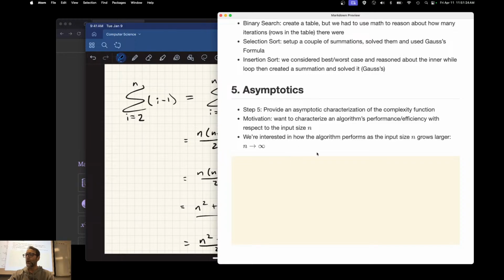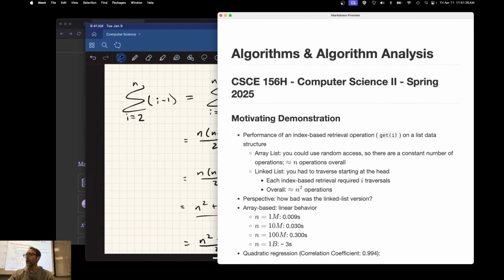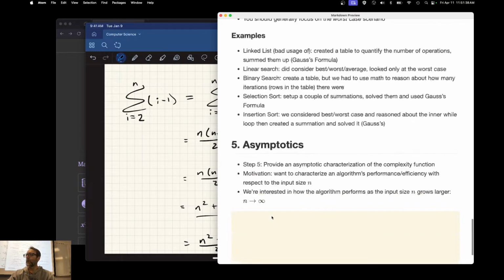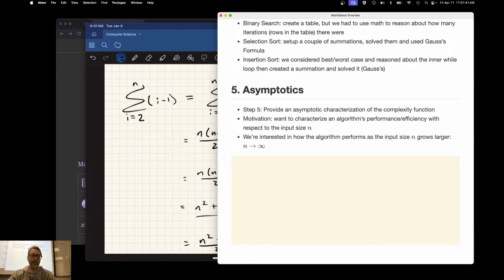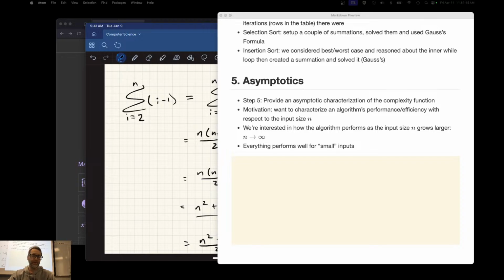Like in our demo. We started this out with this demo here, and both the linked list and the array-based list were very, very fast on 10, 100, 1,000. It's only when you got up to 1 million that it started to make a huge difference. So we're not concerned with small input sizes. Everything performs well for small inputs because computers are fast, and human perception is terrible. The difference between a nanosecond and 5 nanoseconds is nothing to us because we can't perceive it.